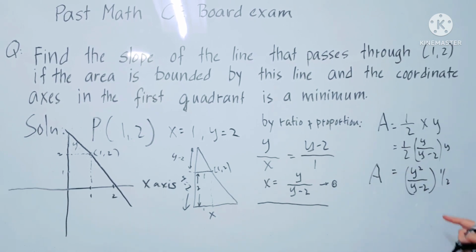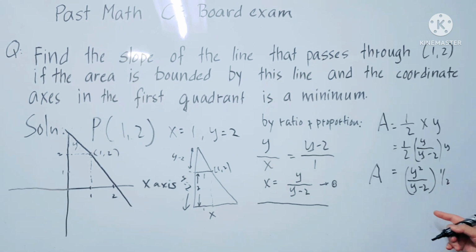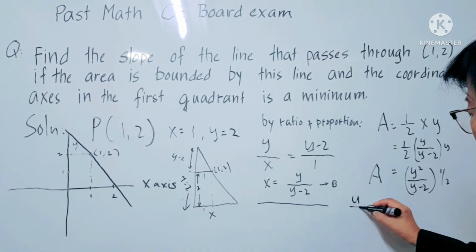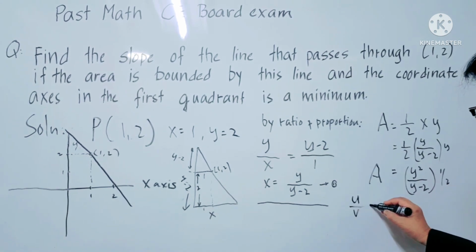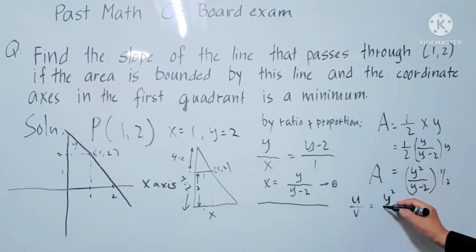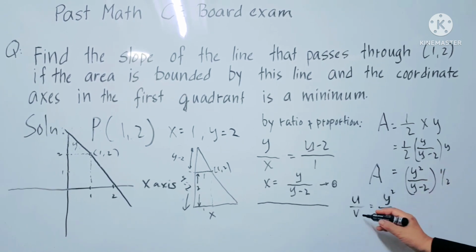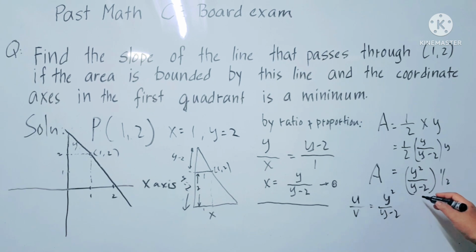Now, this one we can solve only using the derivatives. We have to take the derivative of A, the area, with respect to y. U over v is y squared over y minus 2. Our u here will be y squared, and v is equal to y minus 2.